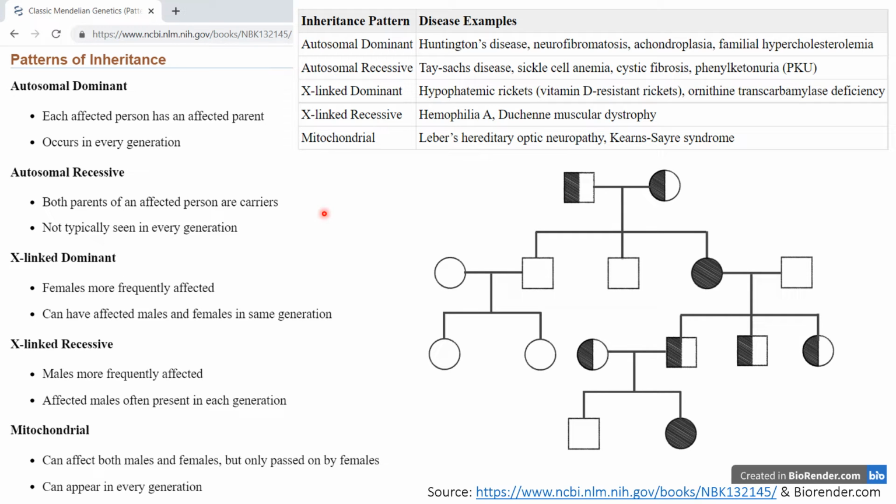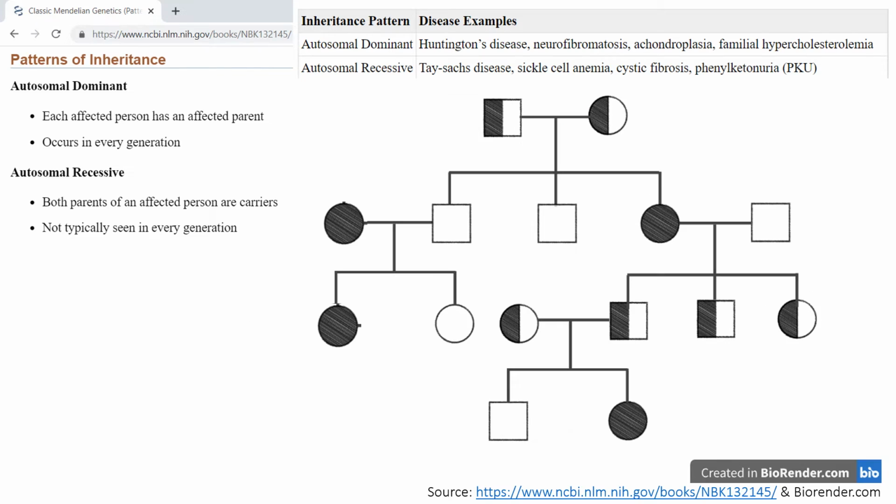So, patterns of inheritance. This is a very busy slide, but this is a good website to start with to understand the patterns, and this is more information than we need here. So what I'm going to focus on is the pattern of inheritance in autosomal dominant diseases such as Huntington's disease, and also autosomal recessive diseases, which occurs in sickle cell disease and cystic fibrosis.